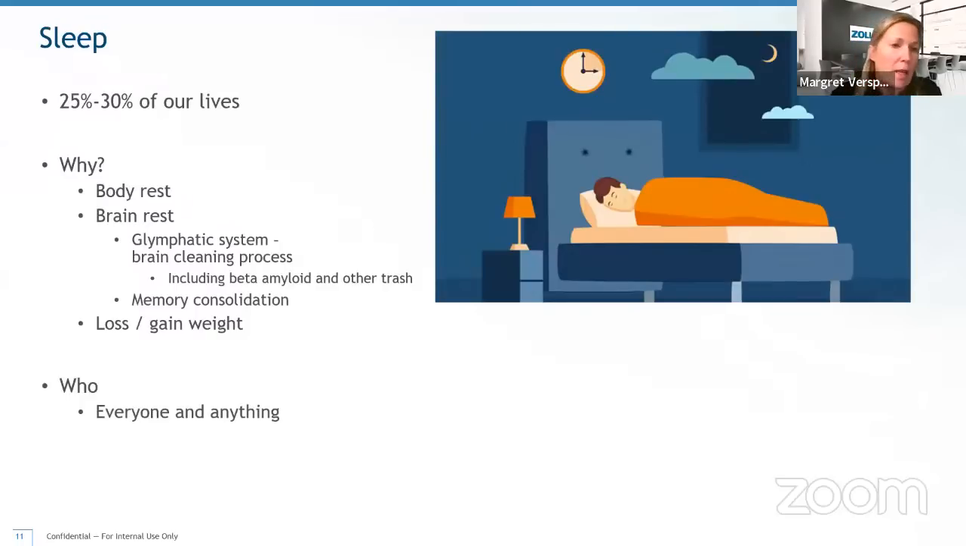Who is sleeping? Actually, everyone and everything is sleeping. Everything that you see has a process. Also, when we look at flowers, or trees, or everything around us, a living thing is sleeping and has a cyclic process.